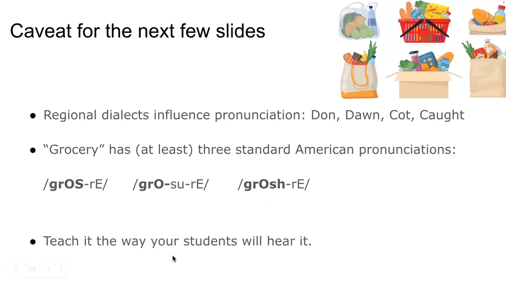But typically you want to teach it the way your students are likely to hear it. So that means if you're teaching in North America and your students are living there, they will probably hear the North American pronunciation of your region where they are living. It's a little bit harder when we're doing English as a foreign language and people are not living in a country where English is spoken. Then you may want to go by your own pronunciation.